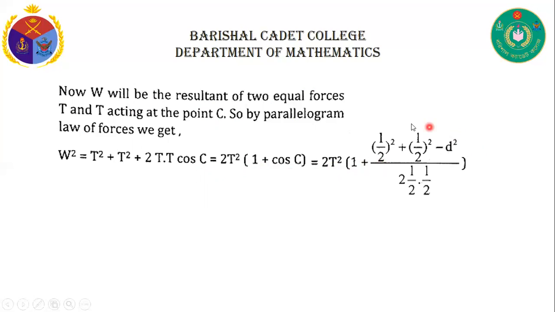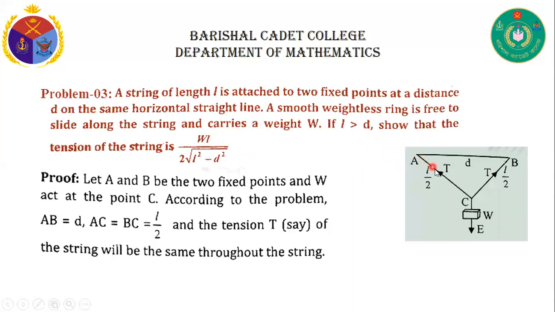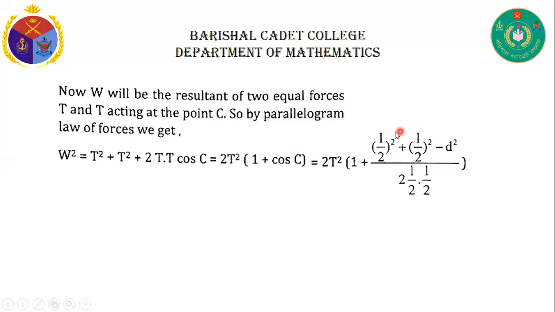And cos C, you have to memorize the formula you see in trigonometry, that is cos C equal to a square plus b square minus c square by 2ab. And here we use, as in the figure, AC is L by 2 and it is L by 2 and it is D. So cos C equal to L by 2 whole square plus L by 2 whole square minus D square divided by 2 into L by 2 into L by 2. Okay, so that is the formula.